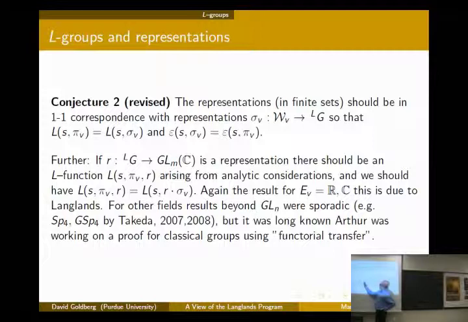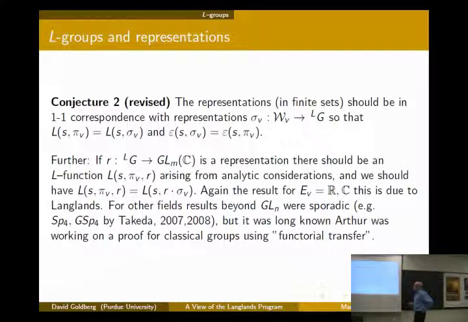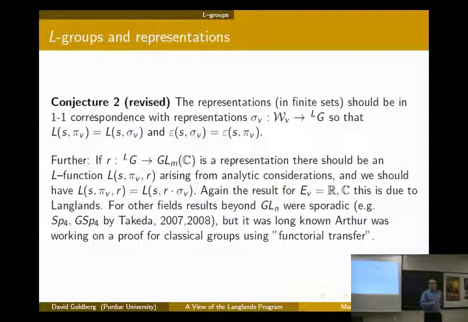This again was known by Langlands for GL_N, but for other groups beyond GL_N, these results were really sporadic, for instance by Gan and Takeda for low rank symplectic groups. But it was long known that Arthur was working on a proof for classical groups using what's known as functorial transfer. Okay, so what do I mean by that?